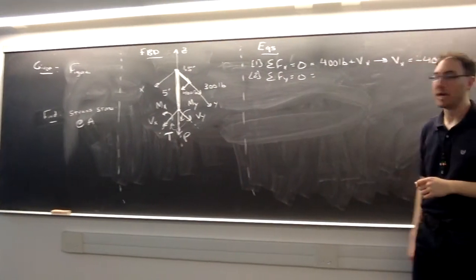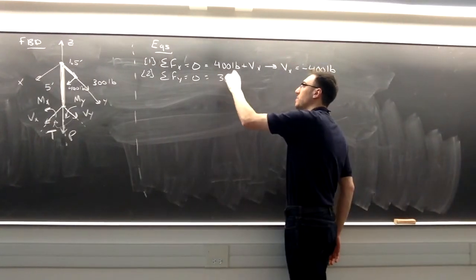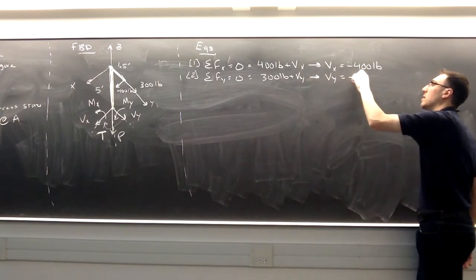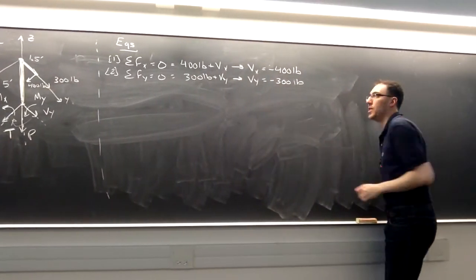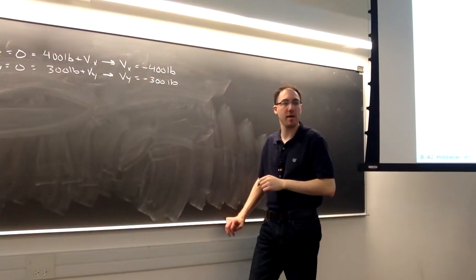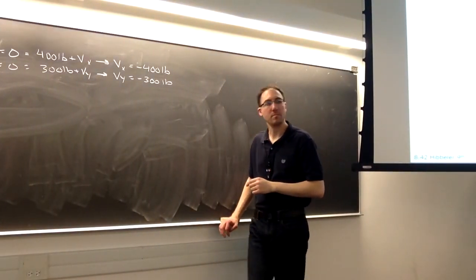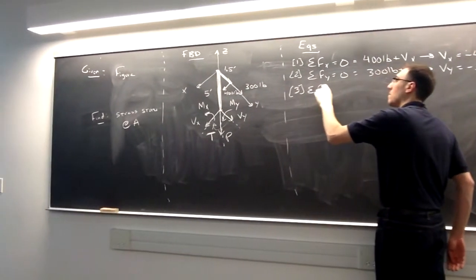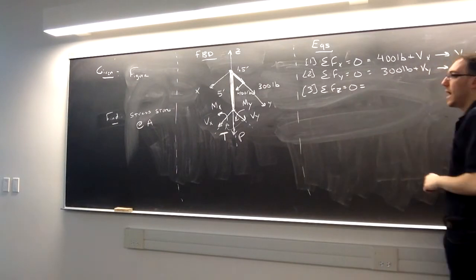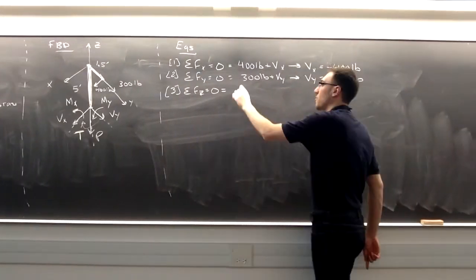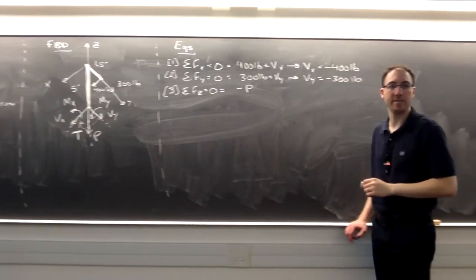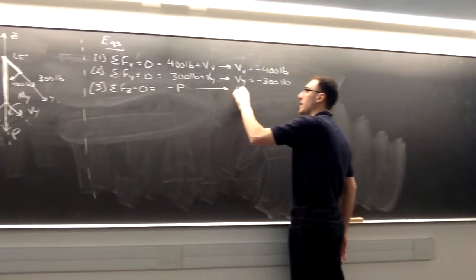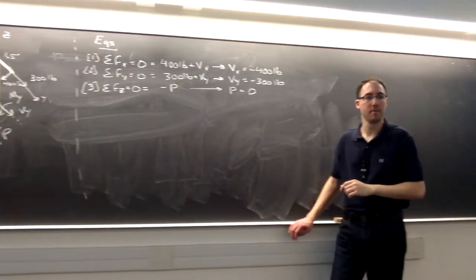In my y direction, I have my applied force of 300 pounds. I have my Vy. So at this surface, Vy is negative 300 pounds. And in the z direction, I have my internal normal force P pointing in the negative z, and that is the only force acting in the z direction, so my internal normal force will be 0.